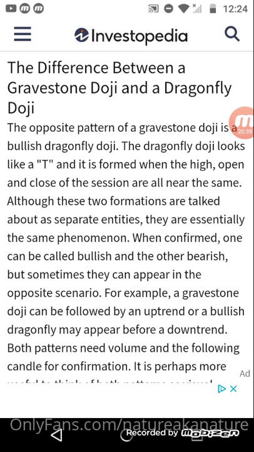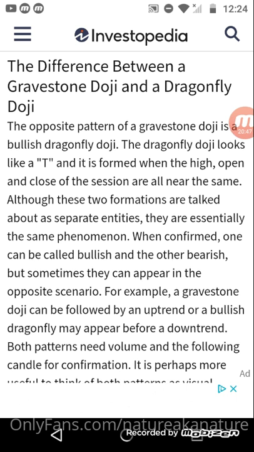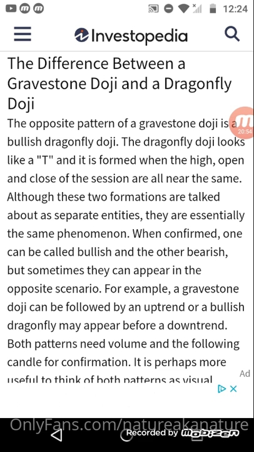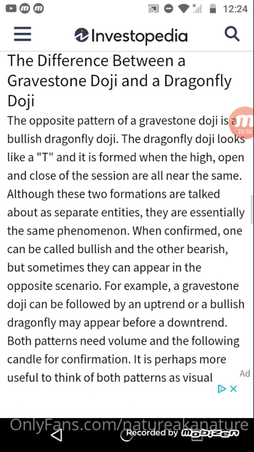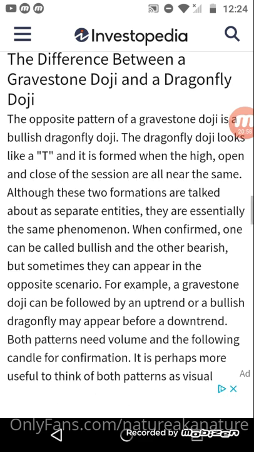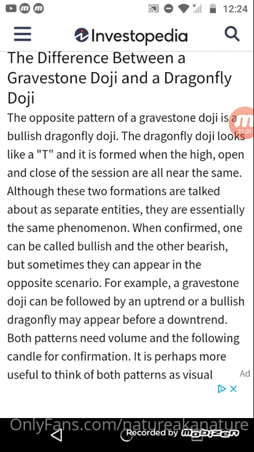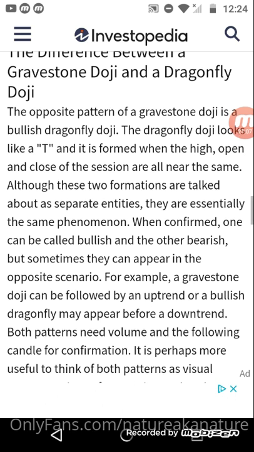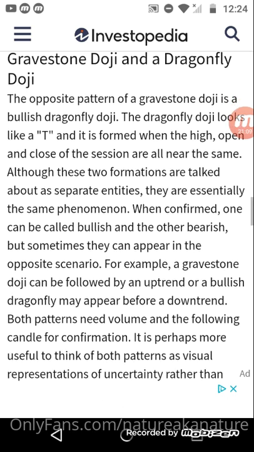Although these two formations are talked about separately, when confirmed, one can be called bullish and the other bearish, but sometimes they can appear in opposite scenarios. For example, a Gravestone Doji can be followed by an uptrend, or a bullish Dragonfly may appear. You'll see a Gravestone Doji form at an uptrend, and you'll see a Dragonfly Doji form on a downtrend. So both patterns signify that a reversal is coming.